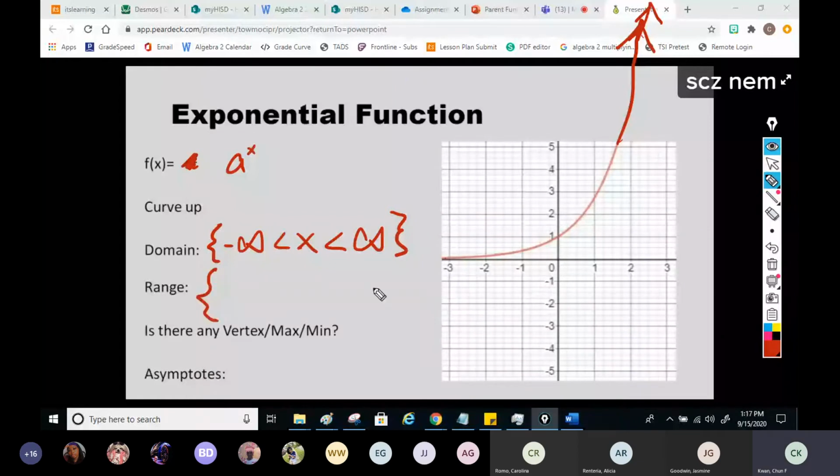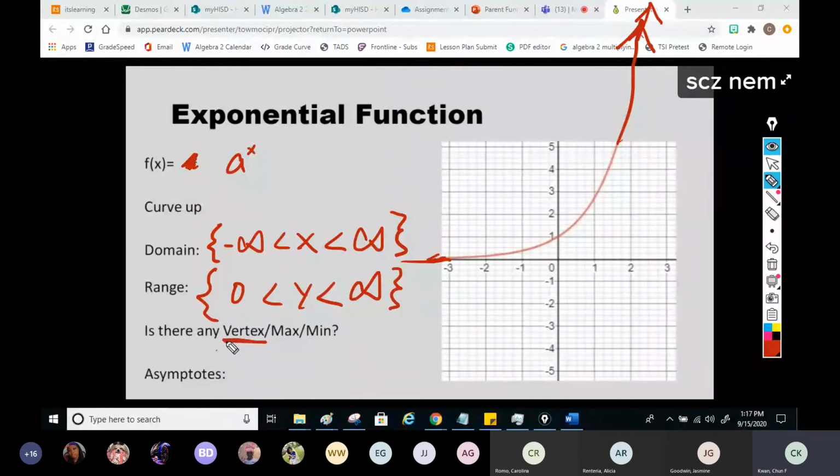What about the range? How high and how low is this thing going to go? Obviously, it will go as high as positive infinity, but down here, it will approach the x-axis, but it will never touch the x-axis. So this is how we're going to do it: 0, less than y, less than infinity. Okay, so we don't have to put the equal to because it will never hit the 0. It will never touch the axis. And that would be the range.